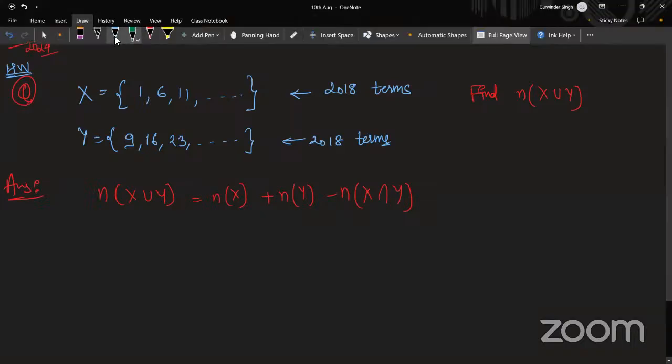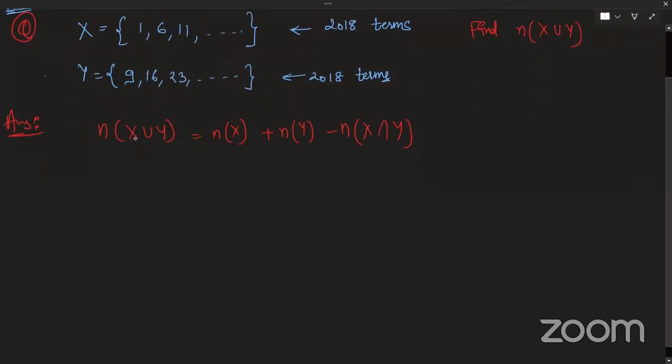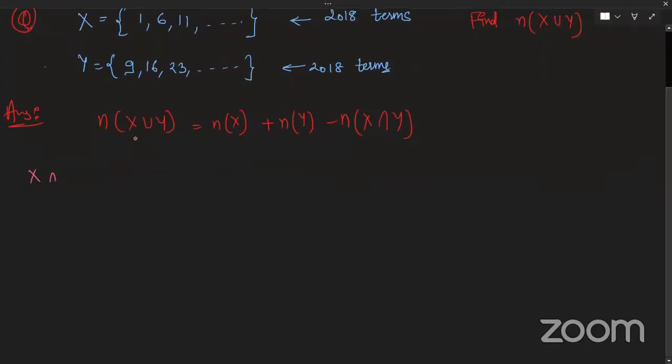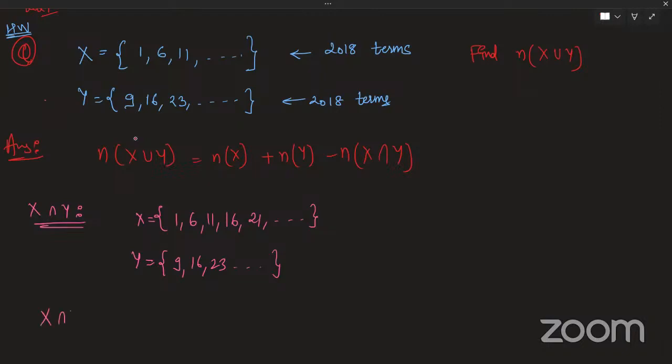So we just need to calculate the value of n of X intersection Y. So basically we would need to take the intersection of X and Y. Can you tell me what will be the first term? See, if I extend my X, it is 1, 6, 11, 16, 21. Similarly, my Y is 9, 16, 23 like this. If I am trying to write X intersection Y, what will be the first term of X intersection Y? 16, correct. 16.